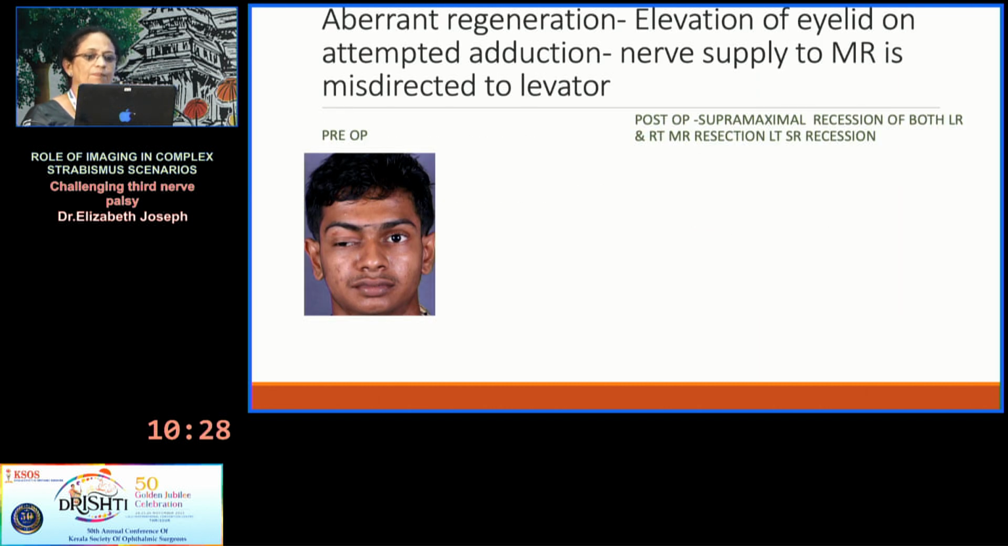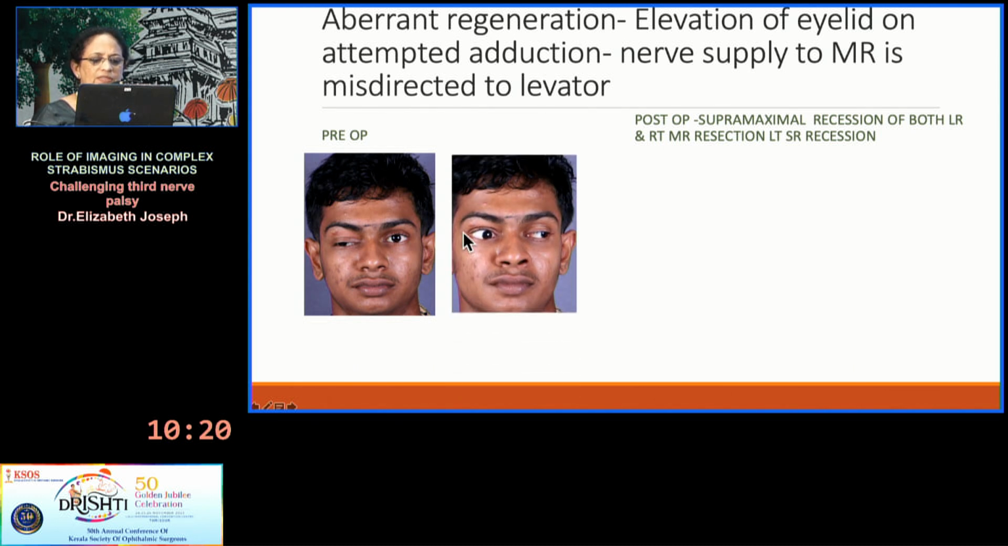And when there is an aberrant regeneration, things are different. See, this patient has a ptosis, the eye is fixed in abduction, and when the patient adducts, the lid goes upwards. So this is due to aberrant regeneration. The fibers which are destined to go to the levator muscle are supplying the medial rectus.